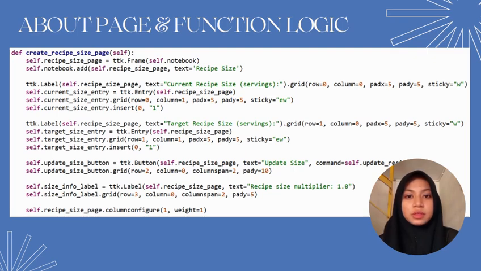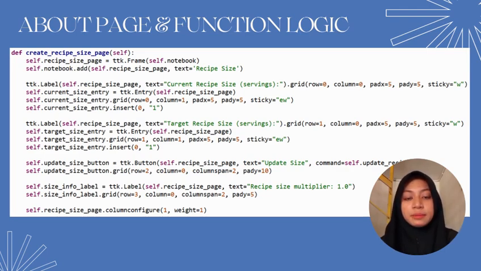So I will continue to explain PBT2 about page and function logic. So first, we need to add a new tab labeled Recipe Size within the notebook widget, which allows users to navigate between different sections seamlessly. Next, we provide two entry fields, one for the current recipe size and another for the target recipe size. This allows users to enter serving amounts with default values set on it.